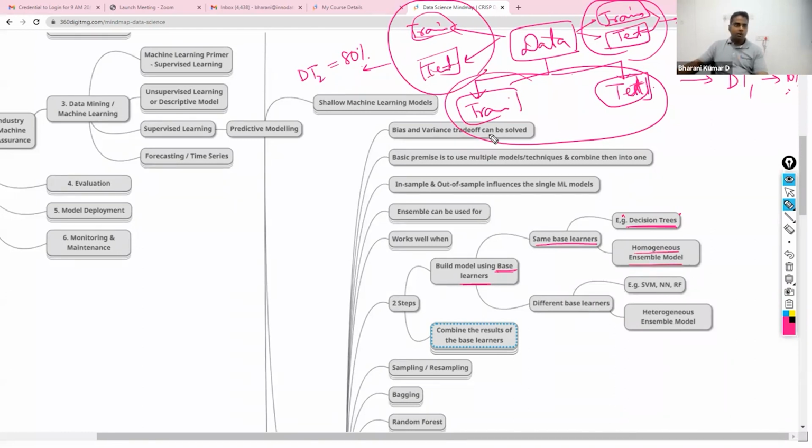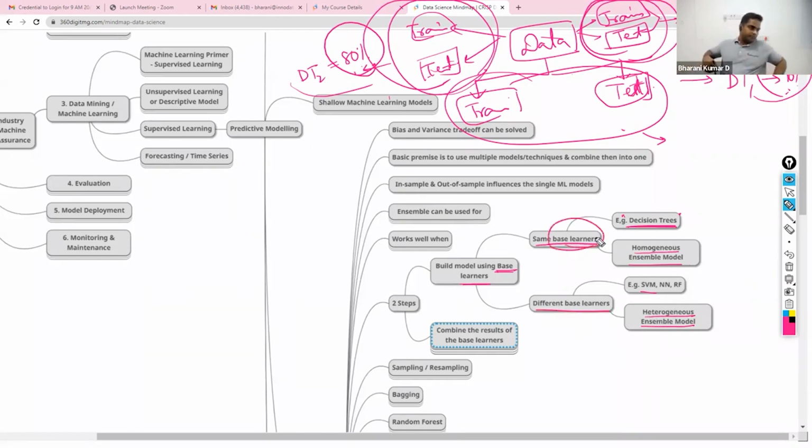But sometimes you might say that on this first split, I will run support vector machine. Second split, I will run decision tree. On the third split, I'm going to run neural networks. So if you use different algorithms on different splits, and then if you want to take average of the accuracies, it's called as heterogeneous because you're using different algorithms. You're using different base learners. Those individual algorithms are called as what? Base learners.